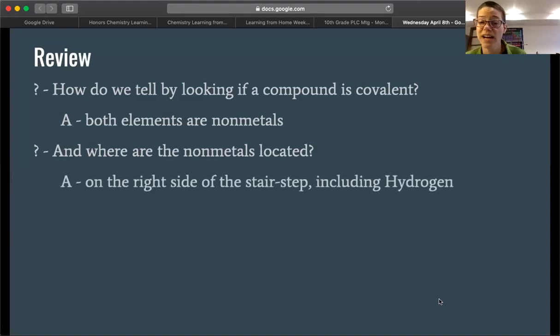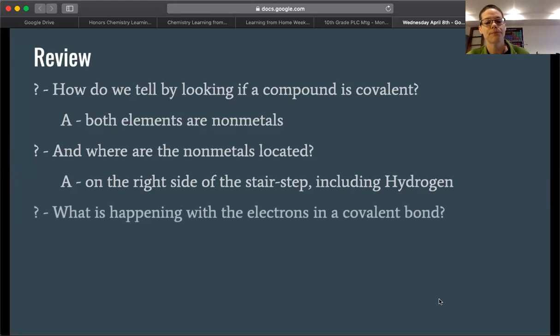So specifically on the right side of the stair-step line, but do not forget about annoying little hydrogen. Annoying hydrogen is all the way over there on the left by itself, but it is still a nonmetal. There's really only about 16 that we're ever going to consider as nonmetals because we don't include the noble gases. And of those, we often just use the same ones over and over again. So you'll see hydrogen and carbon and oxygen and nitrogen and sulfur and chlorine and fluorine over and over and over again.